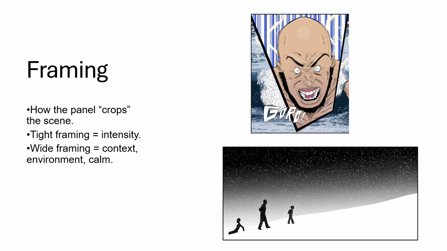Framing. Tight framing is for intensity when things are close. When there's a lot of visual tension, that's another design term. When things are very close, a lot of lines next to each other creates tension. Wide framing is for showing the environment or context, or for slowing a scene down.